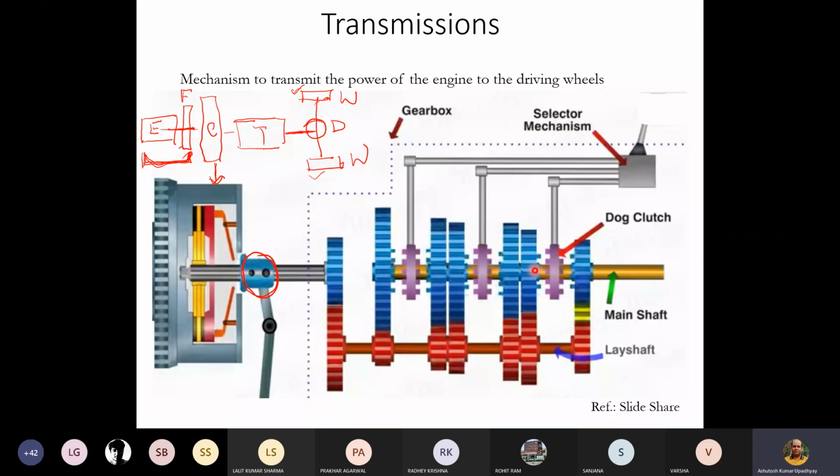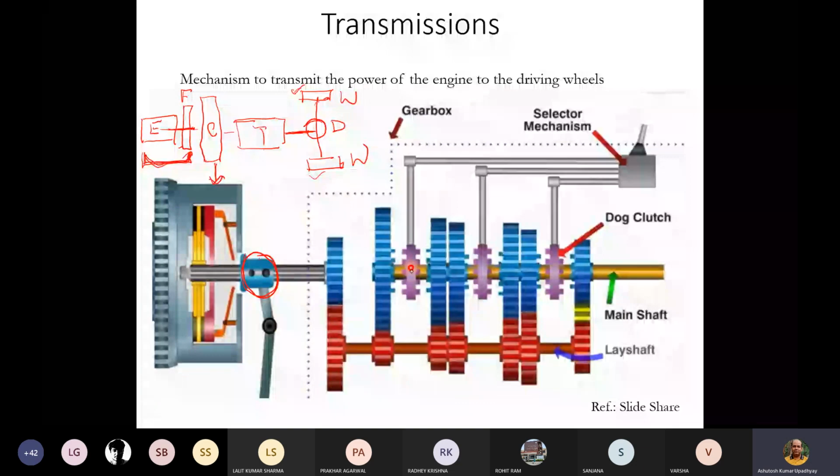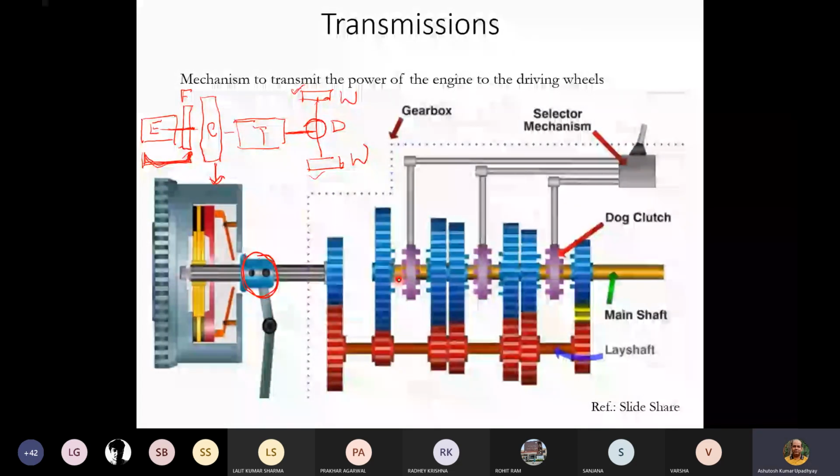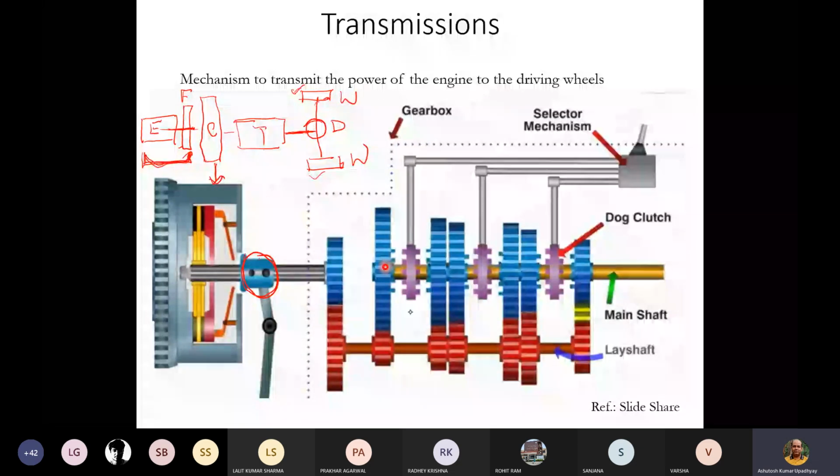So what happens? This dog clutch, it will move in a spline. This dog clutch is actually a splined one. Okay, so this will move in a spline and then it will engage. If you see, there will be teeth. So this dog clutch will engage the gear and then the power will be transmitted to the main shaft.